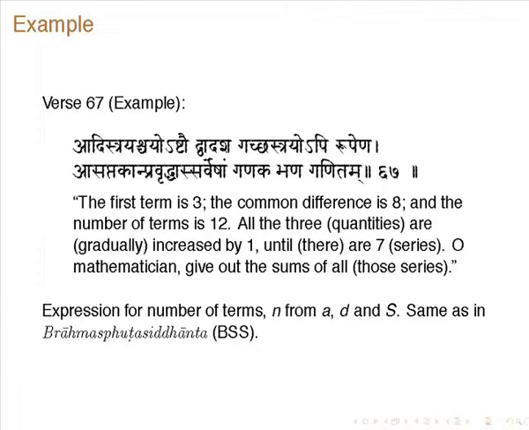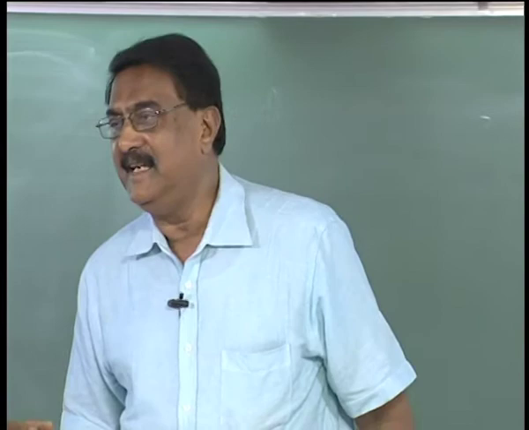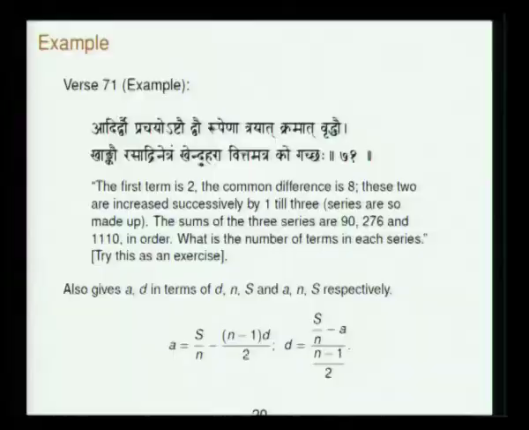Then the expression for the number of terms n from a, d and s is the same as in the Brahmasphuta Siddhanta, as we had seen, and of course Aryabhatta also gives that. So, essentially you have to solve a quadratic equation to get n from a, d and s.